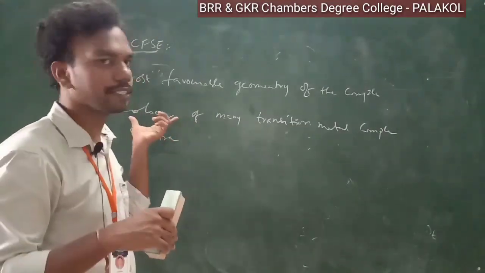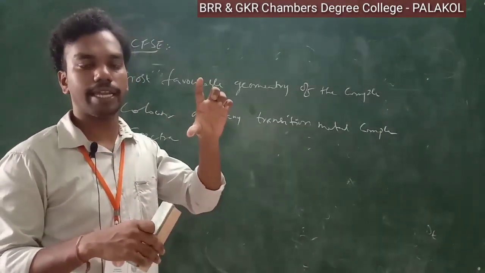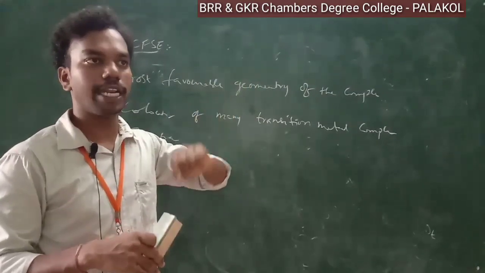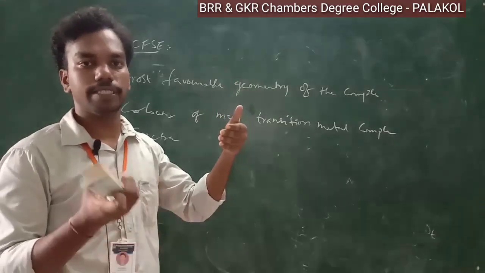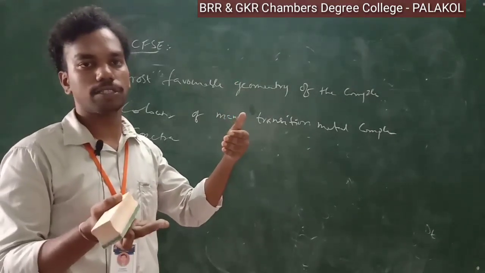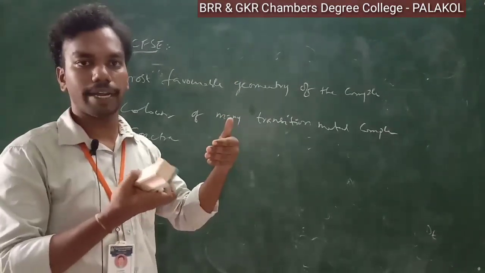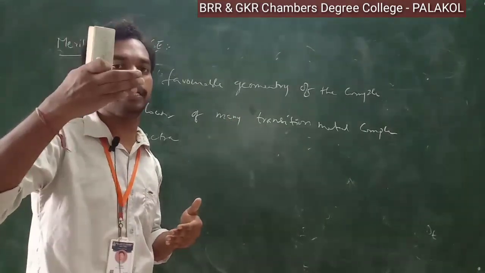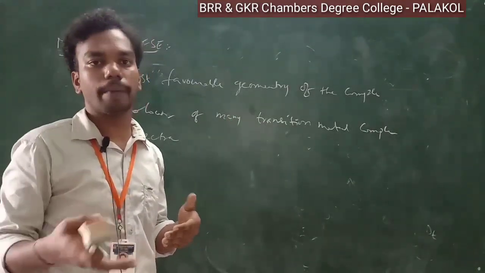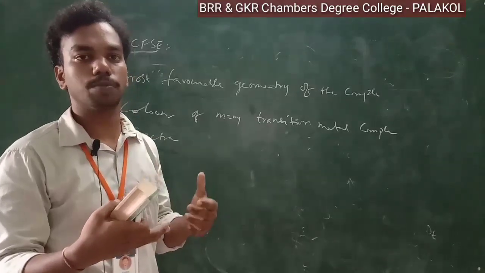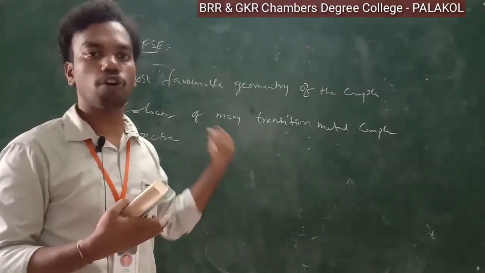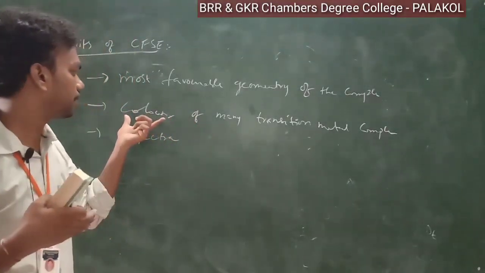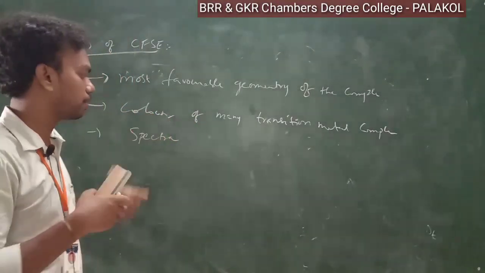So actually the color is explained by the electron transition from lower energy to higher energy. When white light falls on the complex, the lower energy electrons absorb that energy and go into the higher energy state. Again they come back to the ground state by emitting some wavelength of light which corresponds to a particular color. So that complementary color is what is shown by the complex. In that way you can explain color and the spectral properties also.